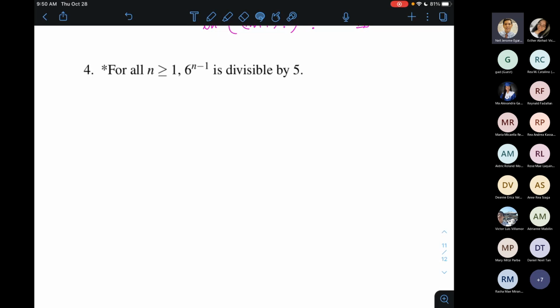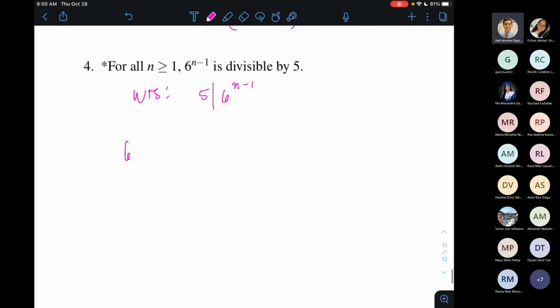Okay, pero yung general principle ay ganito. So for all n greater than or equal to 1, we want to show that 6 to the n minus 1 is divisible by 5. So let's try to prove it by induction. O sige, try muna natin yung direct proof. Kung gusto nating ipakita that 5 divides 6 to the n minus 1, medyo mahirap to kasi ano lang bang alam natin about 6 to the n minus 1? Ang alam lang natin mula kay 6 to the n minus 1, pwede natin itong isulat as 6 times 6 times 6 times 6 times 6, n minus 1 times.